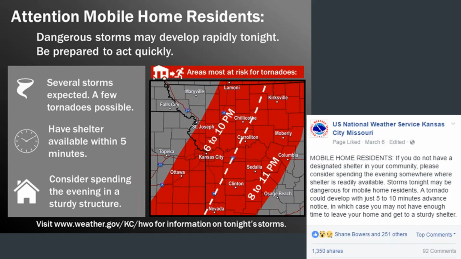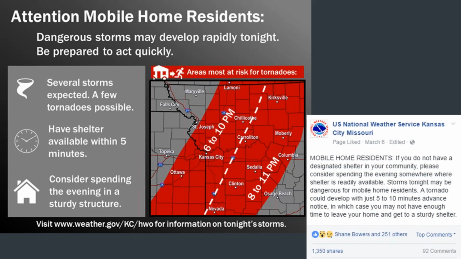And we knew with the amount of shear out there that we could get these quick spin ups with almost no notice. And so one of our messages was, we could be looking at damaging tornadoes with only 5-10 minutes of lead time. Well, what's one part of the population that's very sensitive to that low lead time was mobile home residents. They need to leave their mobile home, sometimes get in a car and go to a relative's house or somewhere with a sturdy shelter. And they might not have enough time to do that if we're only giving them 5 minutes to do it.